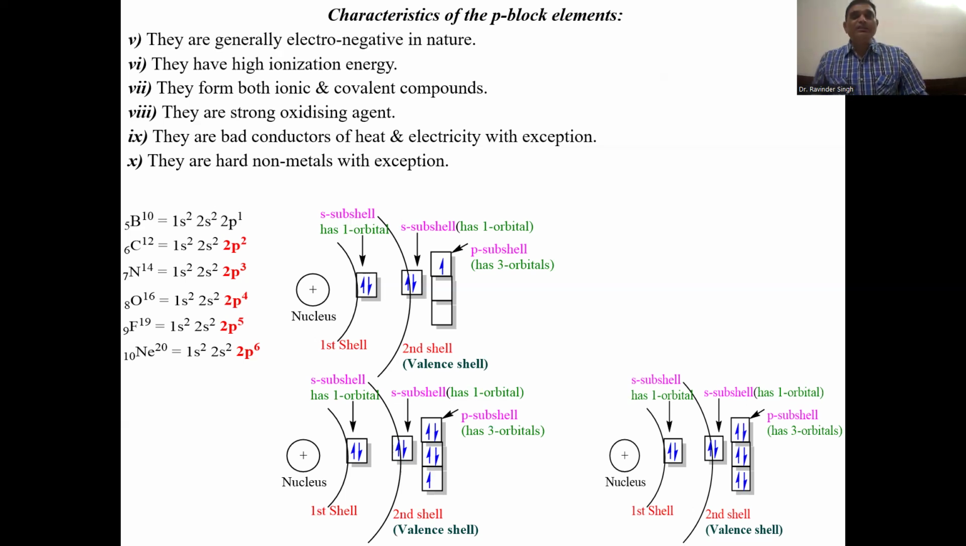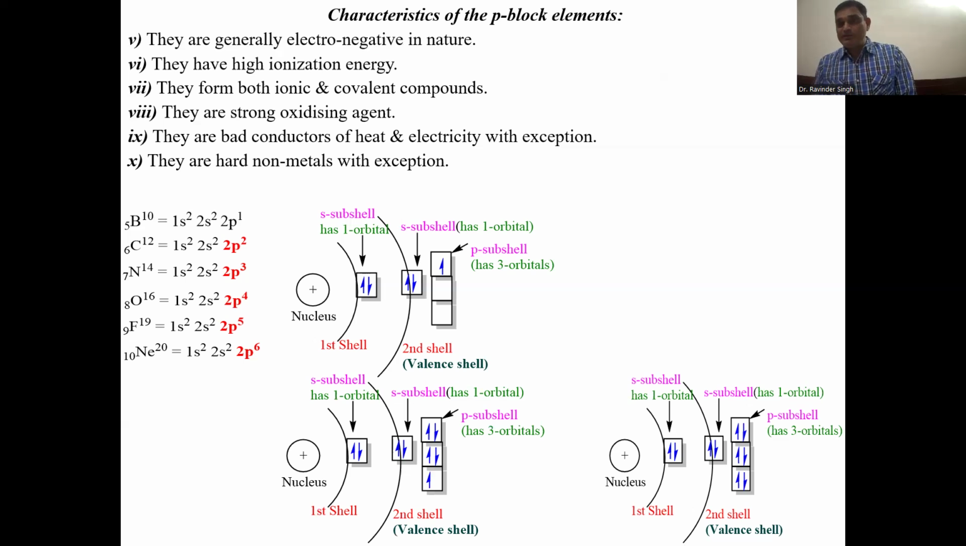They are hard because they cannot lose the electron easily. We cannot cut them easily. They are hard non-metals, though some exceptions are there. Some are metallic in nature also. So they are the characteristic of the p block element. They are hard, they are non-metal, with some exceptions.